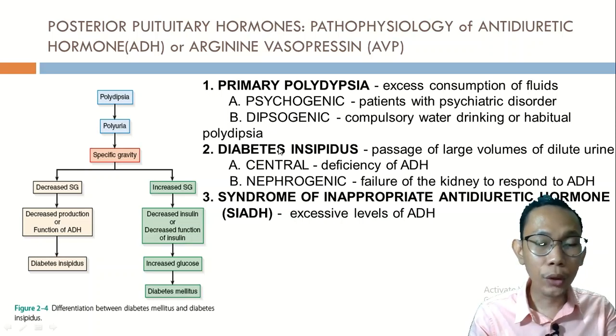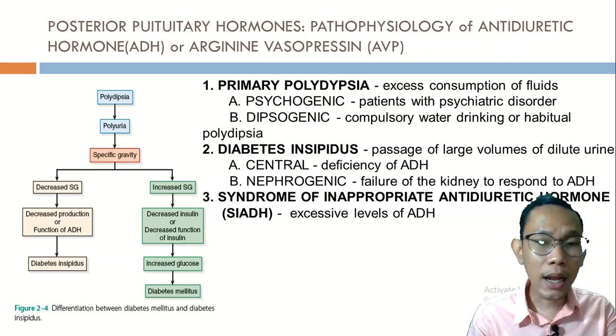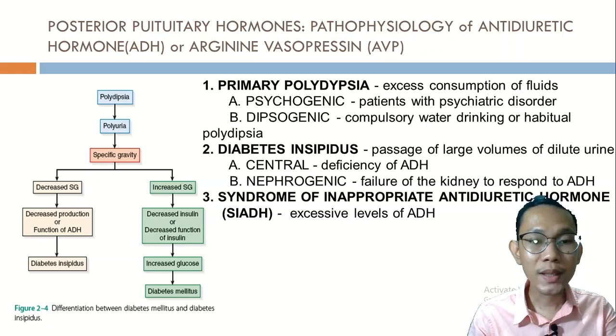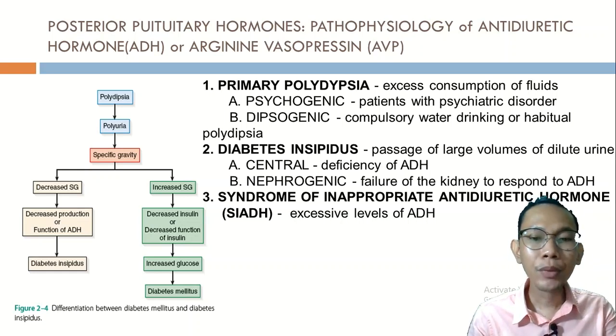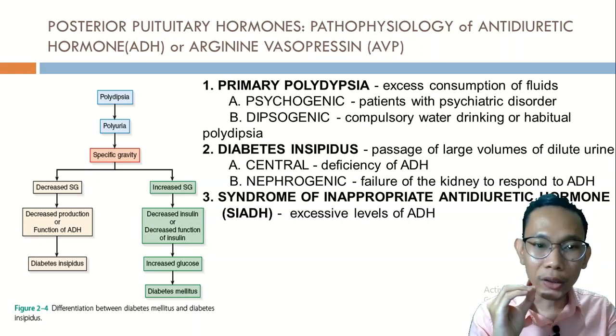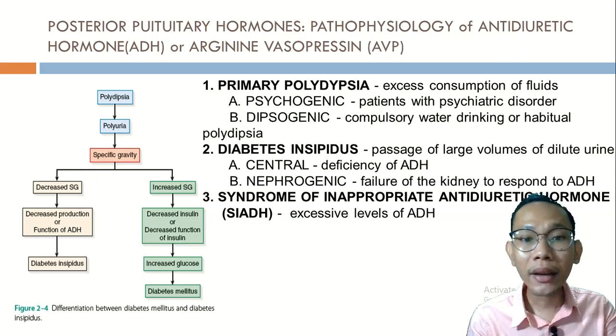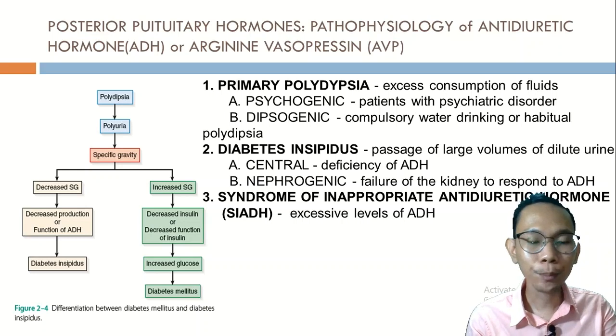Number 2, we have your diabetes insipidus. In diabetes insipidus, there is a passage of large volumes of diluted urine. It could either be central or nephrogenic. Central, kulang ang pinuproduce mo na antidiuretic hormone. Deficient ang antidiuretic hormone. Nephrogenic, meaning failure of the kidney to respond to your antidiuretic hormone. Meron kang antidiuretic hormone, kaya lang hindi nagre-respond ang iyong kidney. So in short, the problem here is your receptor.